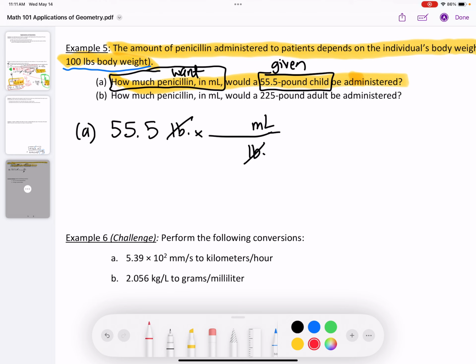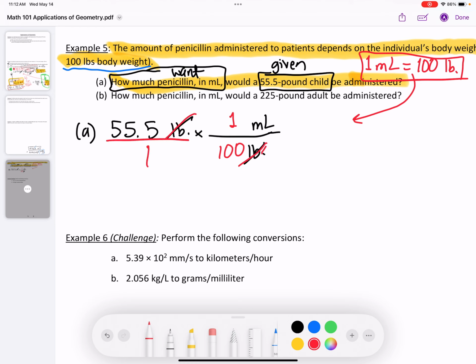How many, would they say 100 pounds? Yeah. 1 milliliter of penicillin should be given for every 100 pounds of body weight. There we go. So there's our conversion. It looks like we want 100 pounds in the denominator, 1 milliliter in the numerator, and that's just because I want to make sure the pounds cancel along the diagonal. There we go. So it ends up being on the numerator 55.5 multiplied by 1, which is just 55.5 over 1 multiplied by 100. And then the pounds are gone and I'm left with milliliters. Is that what I want? Yes, they did say that's what we want.